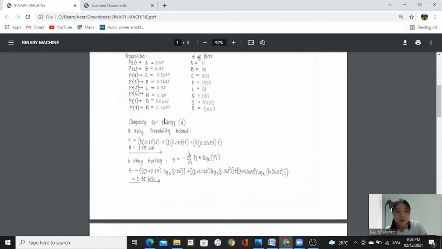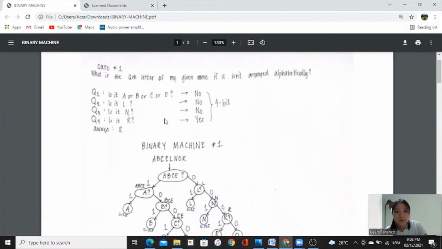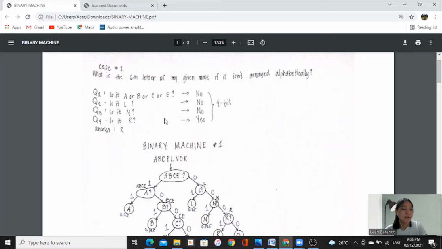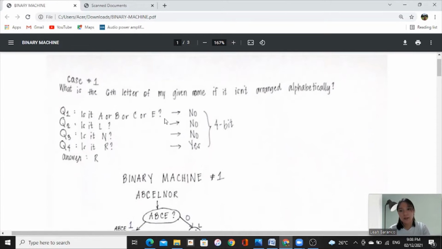And for the first case of our binary machine, we're going to have 4 questions, which is equivalent to 4 bits. And we're going to stick with a problem that asks what is the sixth letter of my given name if it isn't arranged alphabetically. So the answer would be R in this problem.